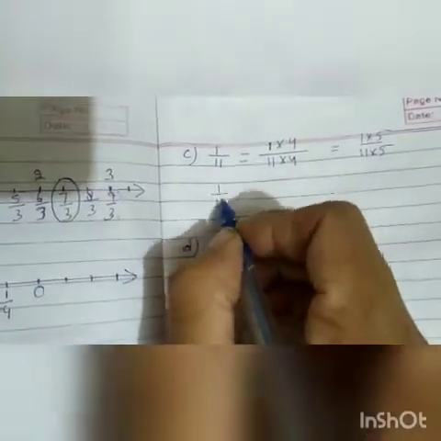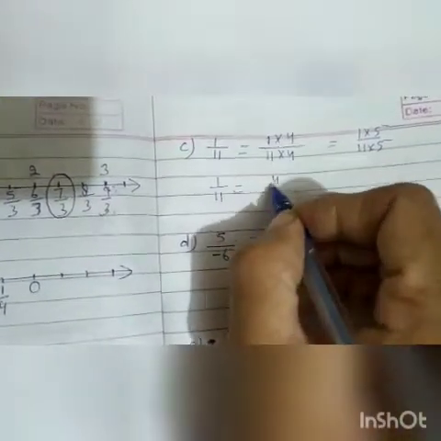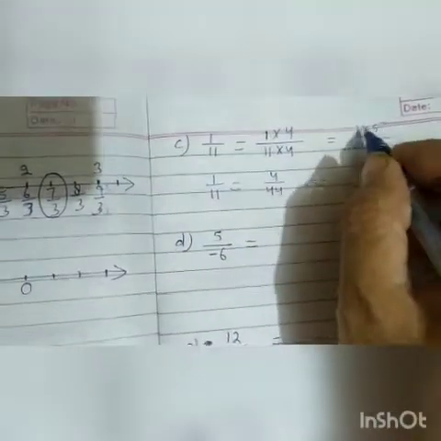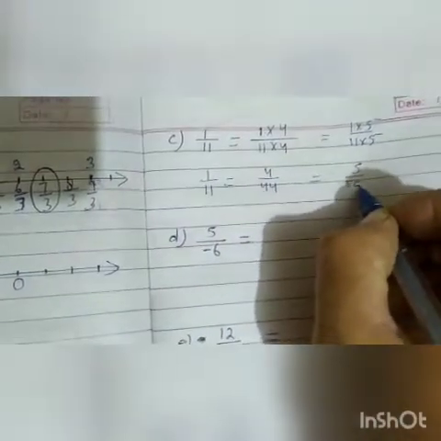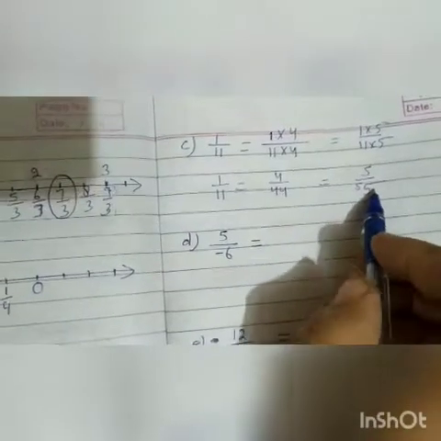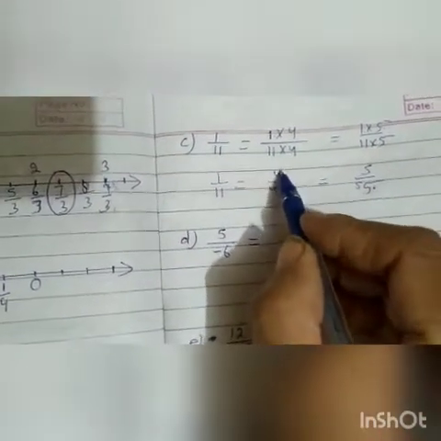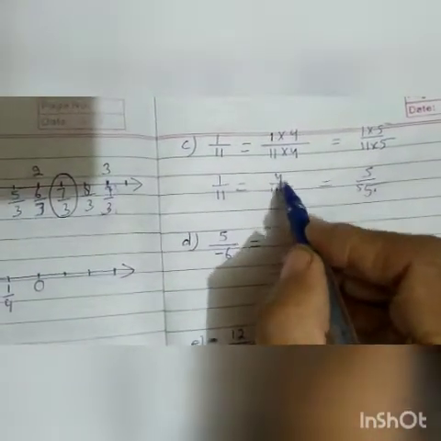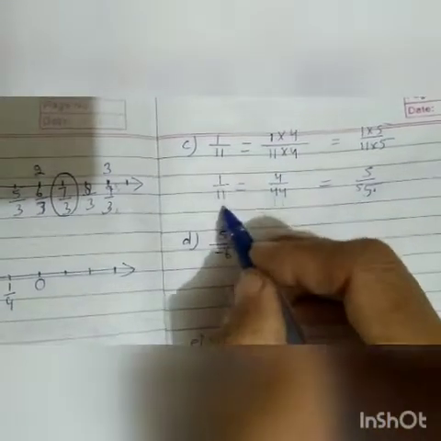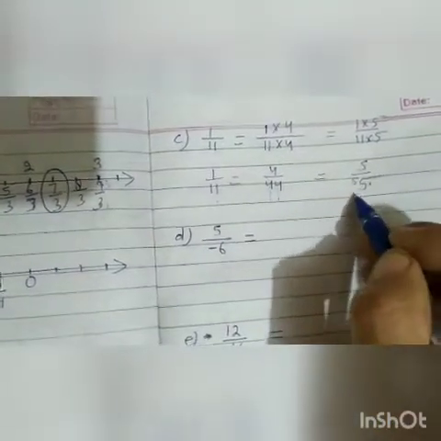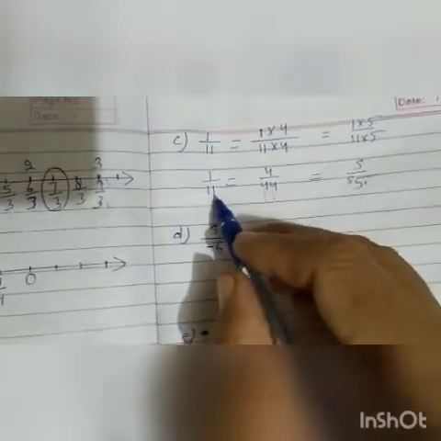Then it will be 1 upon 11. 4 ones are 4 upon 44. 5 ones are 5 upon 11 fives are 55. These are also equivalent rational numbers. Now if we divide, 4 ones are 4, 4 ones are 4, we get 1 upon 11. 5 ones are 5, 5 ones are 5, we get 1 upon 11. It is also 1 upon 11.